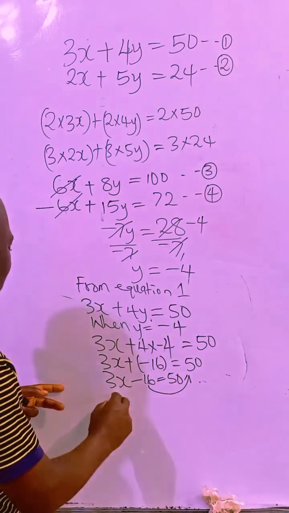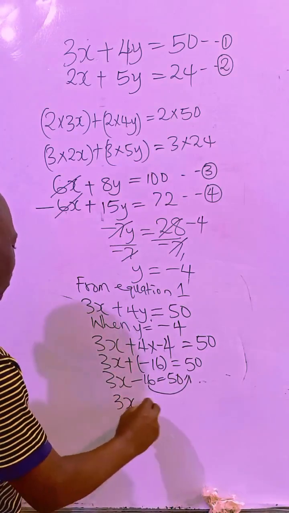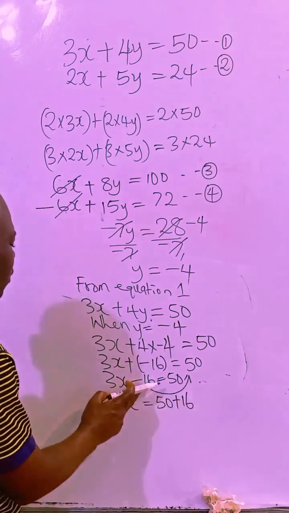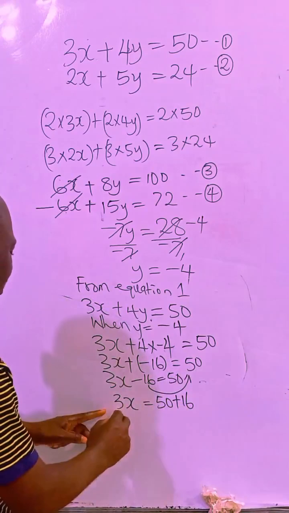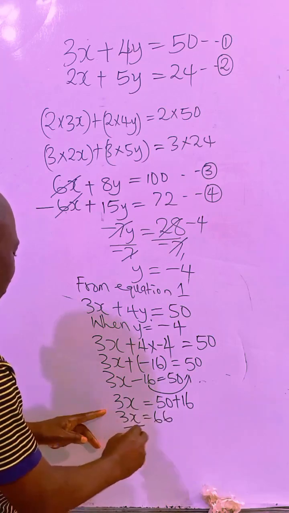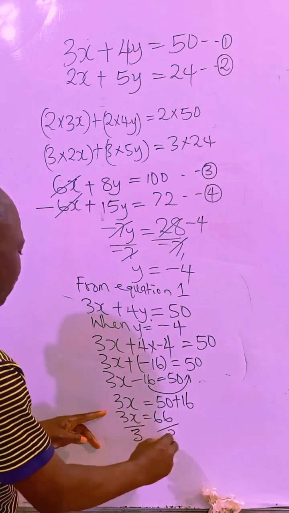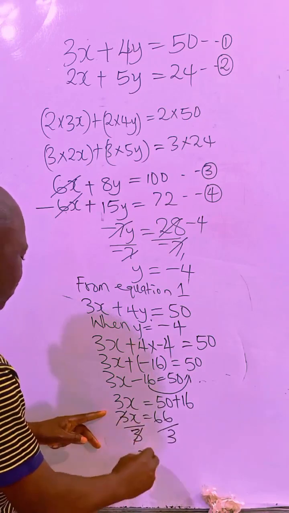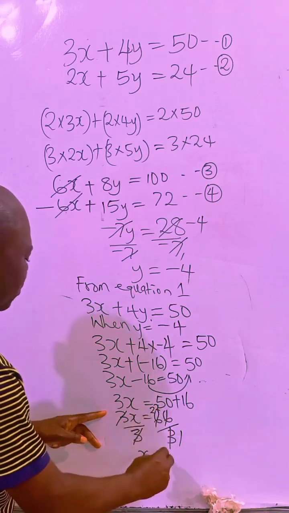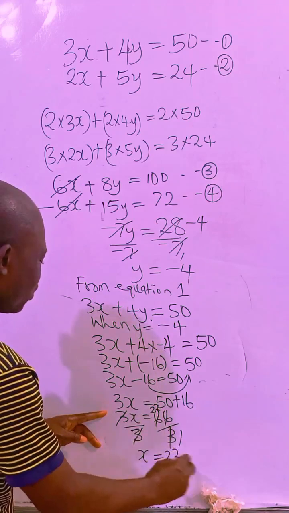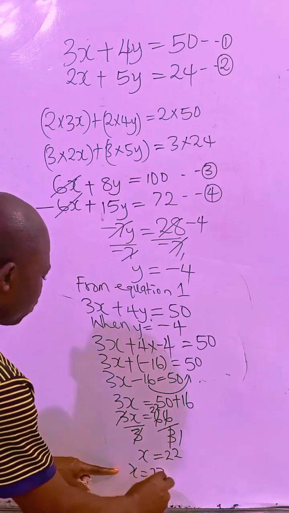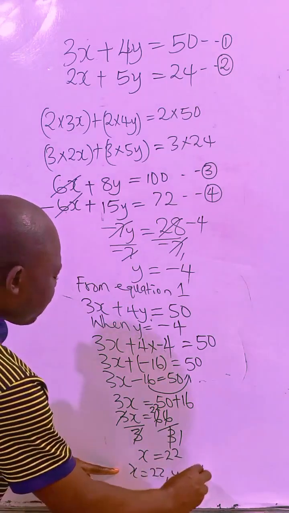Then we collect like terms and solve. We have our 3x to be 50 plus 16. When negative is crossing, it changes to positive. So we have our 3x to be 66. We divide both sides by 3. This 3 and this 3 go. We have our x to be, 3 here is 1, 3 here is 2, 3 here is 2. It means that x is 22. It means in this equation, x is 22, while y is negative 4.